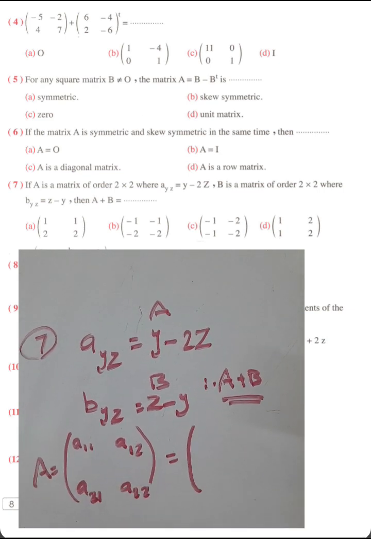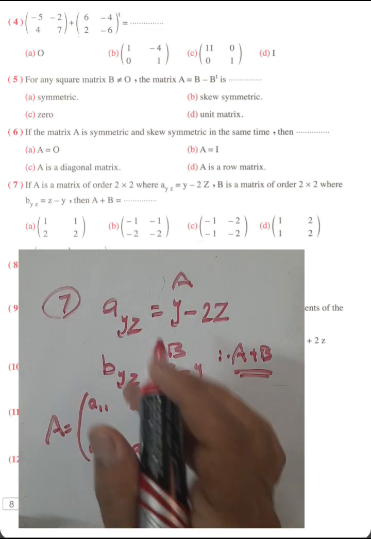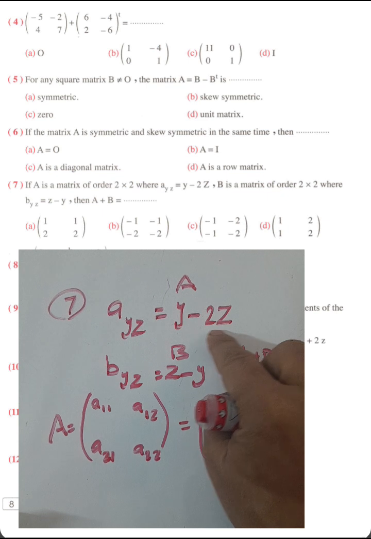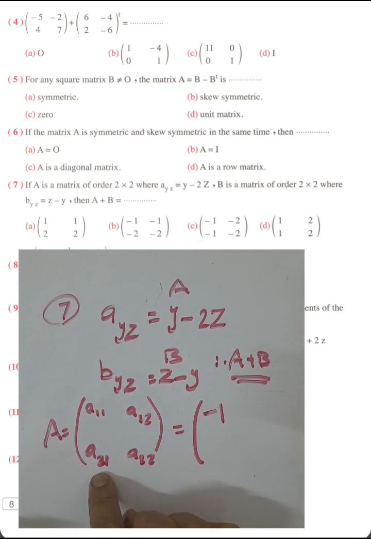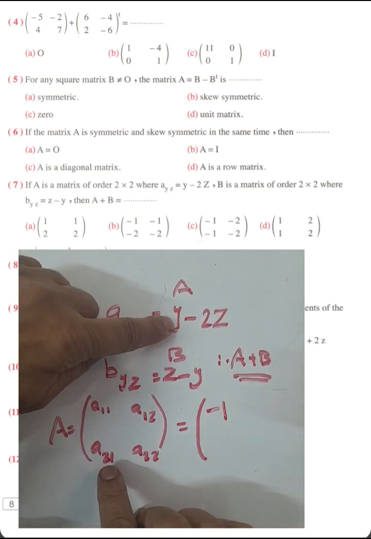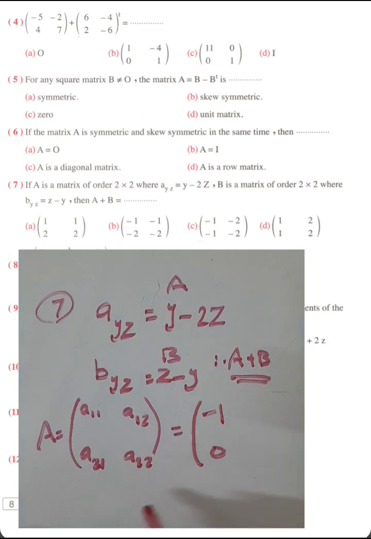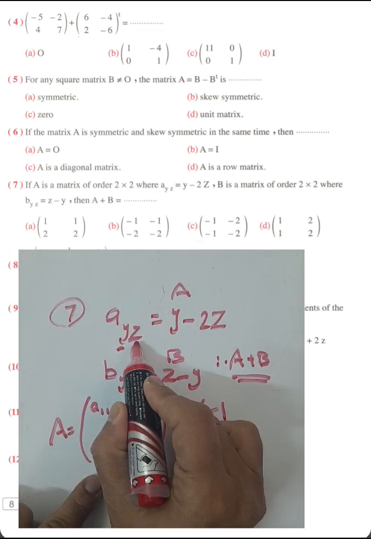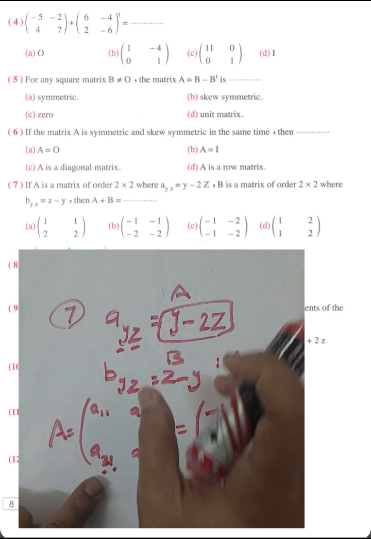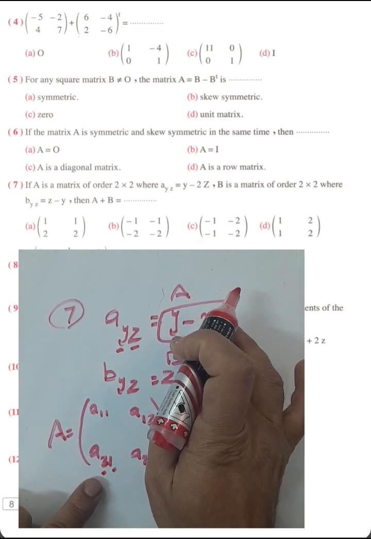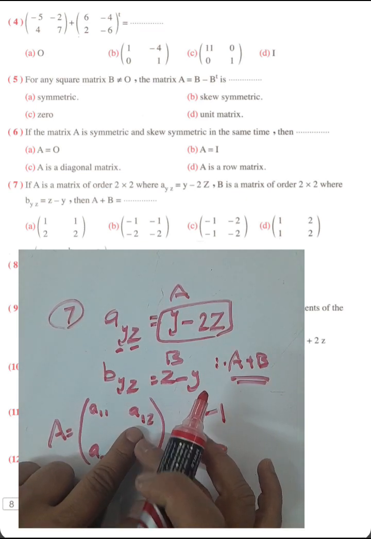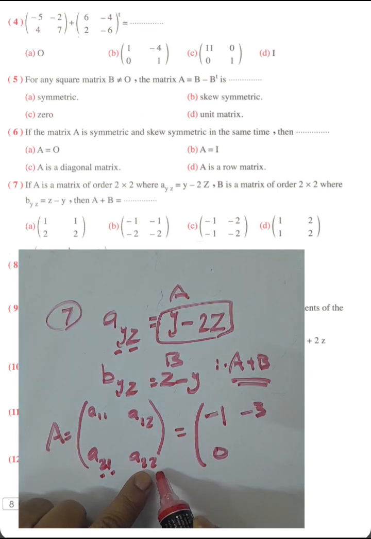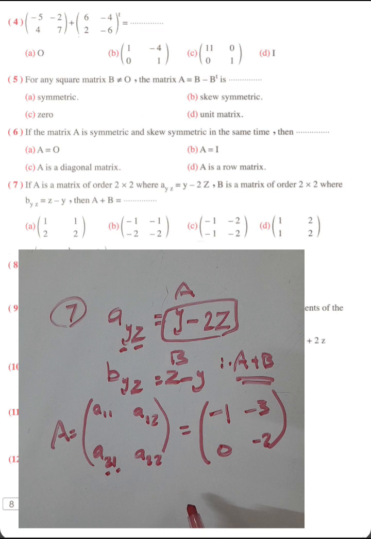Okay, it's the matrix A. You can find the matrix A by this rule. We have Y and Z, Y minus 2Z. Put Y equal 1 and Z equal 1: 1 minus 2 times 1, it will be negative 1. Put Y equal 2 and Z equal 1: 2 minus 2 times 1 equals 0. Put Y equal 1 and Z equal 2: 1 minus 4, it will be negative 3. Put Y equal 2 and Z equal 2: 2 minus 2 times 2, 2 minus 4 equals negative 2. It's matrix A. And what about matrix B?